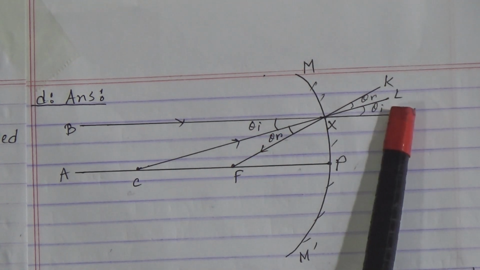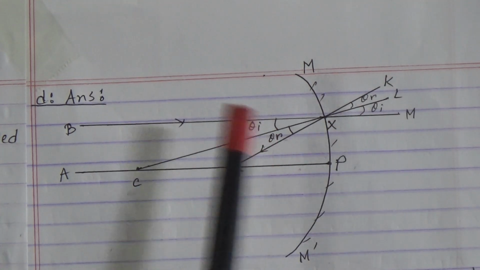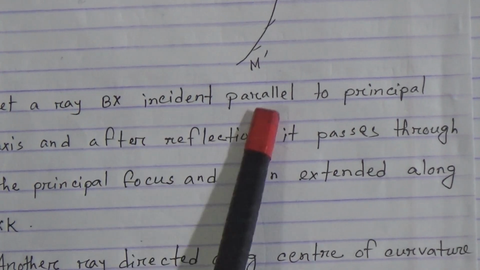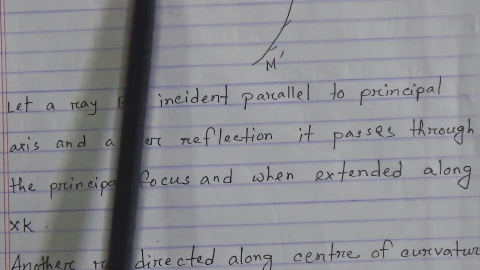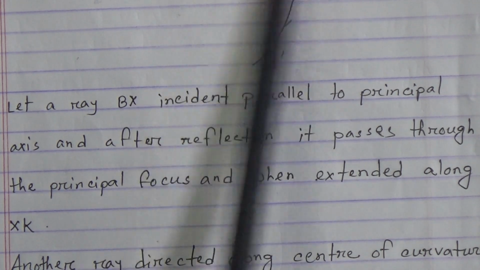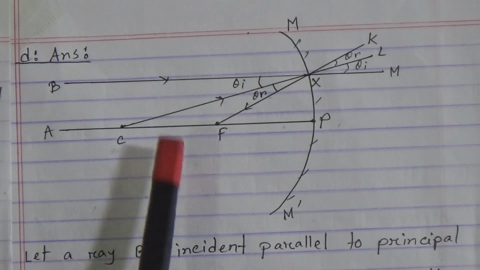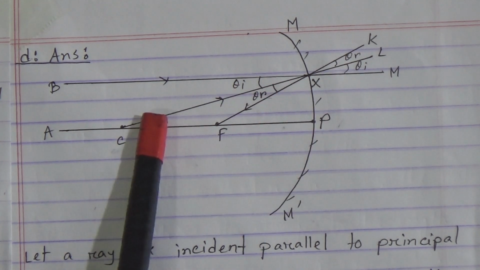So theta I is the angle of incidence, and theta R is the angle of reflection. Also here theta I is the incident angle, theta R is the reflected angle. So my dear students, please note the description. Let a ray BX be incident parallel to the principal axis. That means this one, BX, is the incident ray parallel to the principal axis, and after reflection it passes through the principal focus, and when extended, along XK. Another ray directed along the center of the curvature passes through the same point, and when extended is along XL.